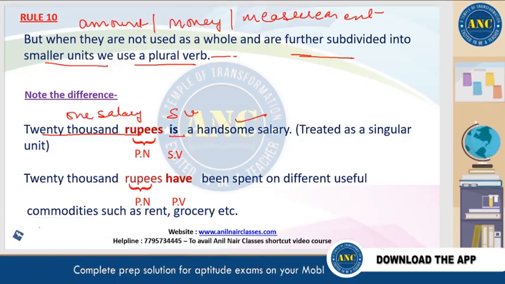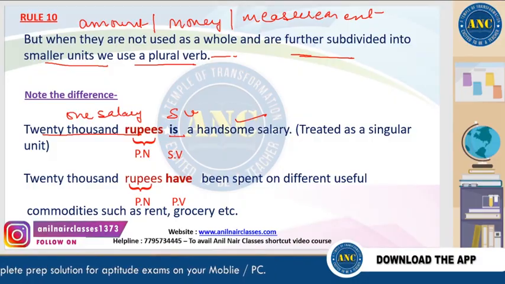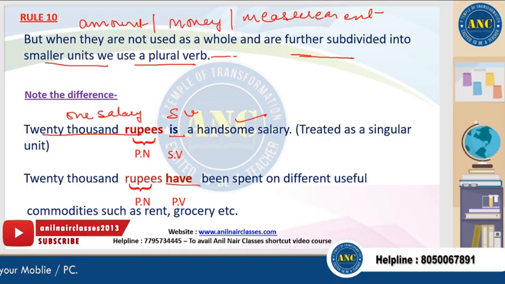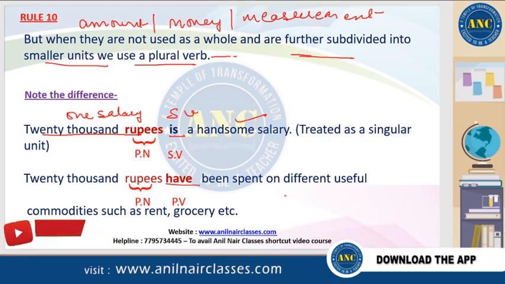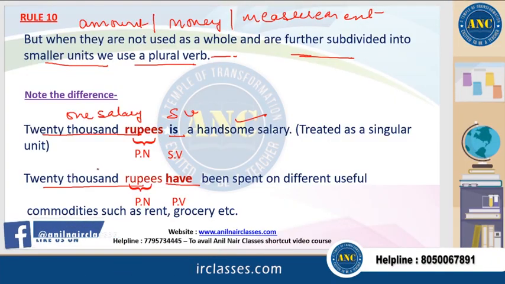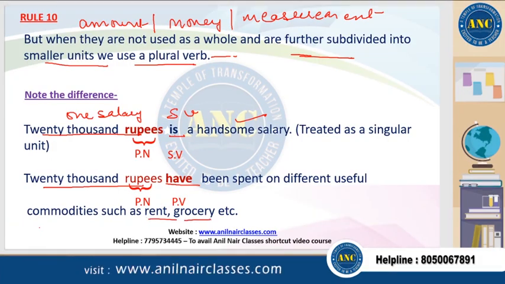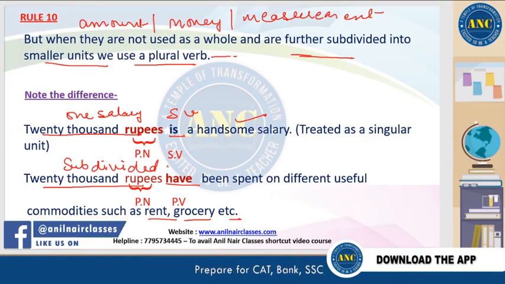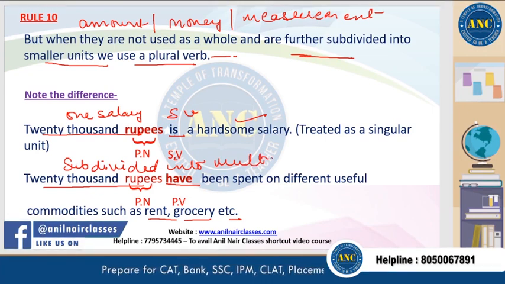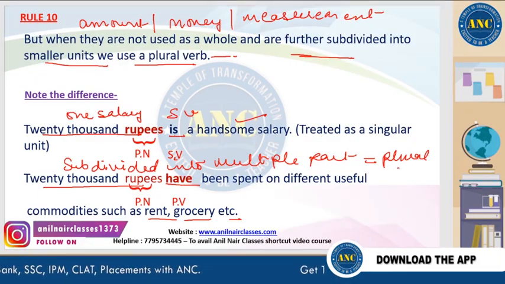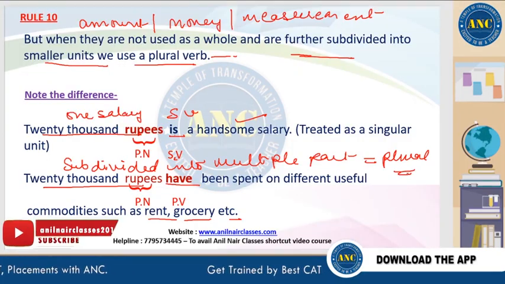Now the next sentence, you see: 20,000 rupees have been spent on different useful commodities such as rent, groceries, etc. Here have is a plural form of the verb. So what have been spent on different useful commodities? 20,000 rupees. This is further subdivided into two or three parts like rent, groceries, etc. So you are dividing them. It is subdivided into multiple parts, so then we use the plural form. Exceptions are always there. You should understand, it's functional grammar.